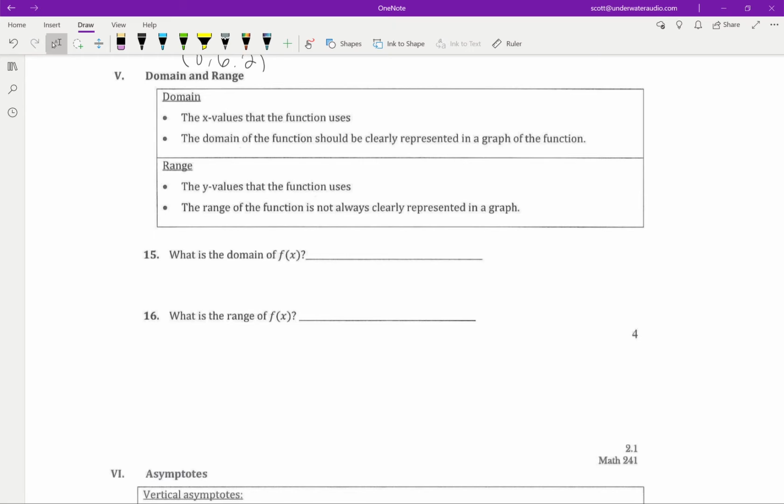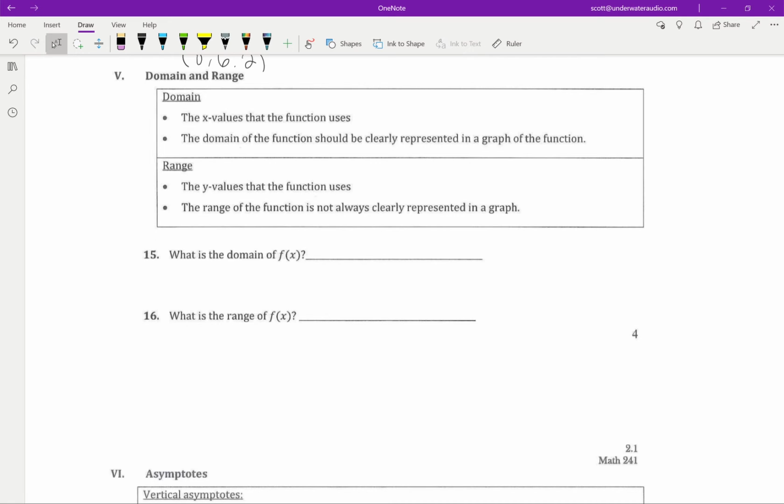So I think of domain as like a king's domain, and that's all the land, the flat part. So that's like all the x values. And then to think about the range, I think of a cannonball shooting straight up. So I think of it as a height sort of thing.